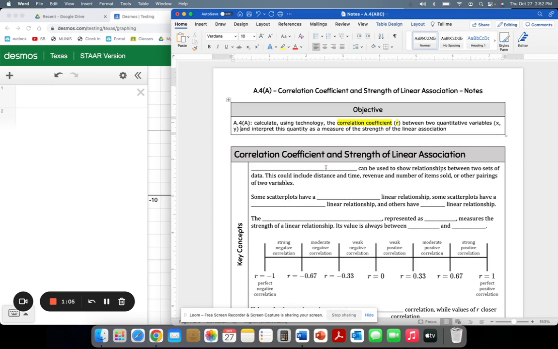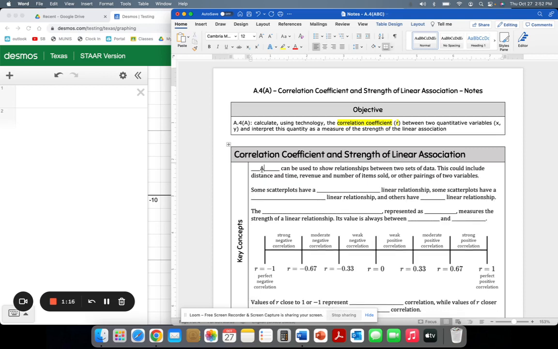Let's fill in these blanks first. It says the blank can be used to show a relationship between two set of data. Association. Association can be used to show a relationship between two set of data.